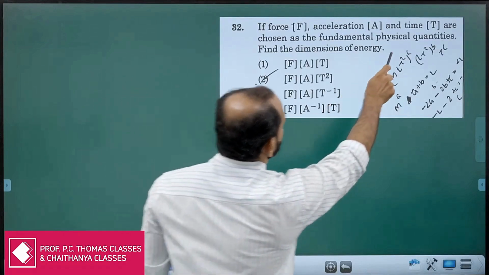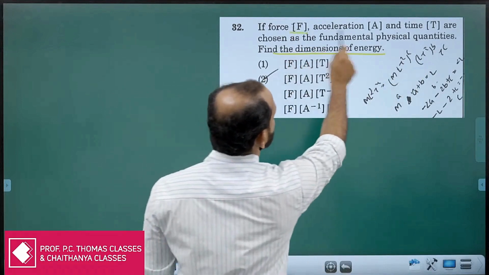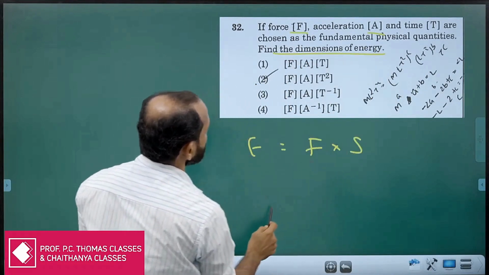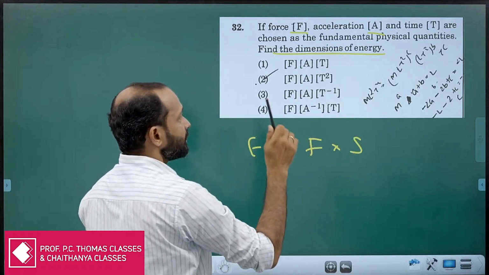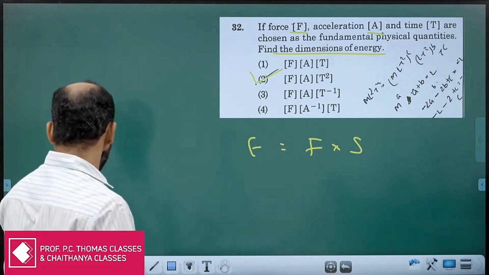Physical quantities. Find the dimensions of energy in terms of force and acceleration. Energy is equal to force into displacement. Displacement is ut plus half at square. So the answer is the second option, very simple.